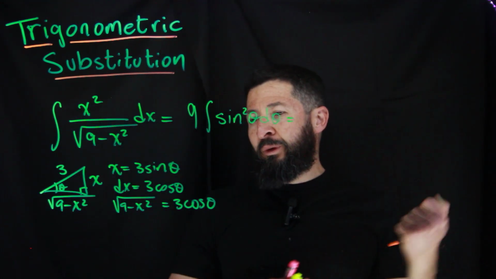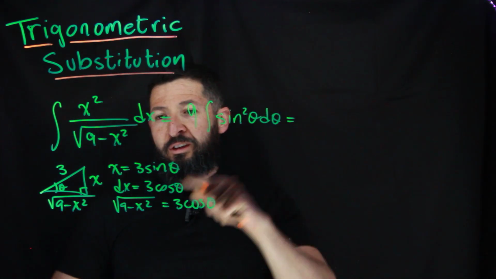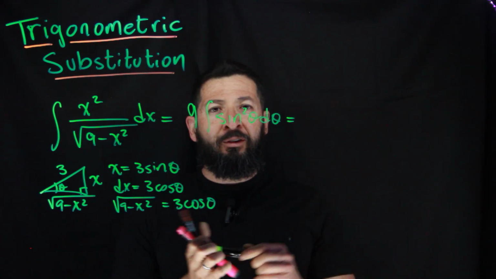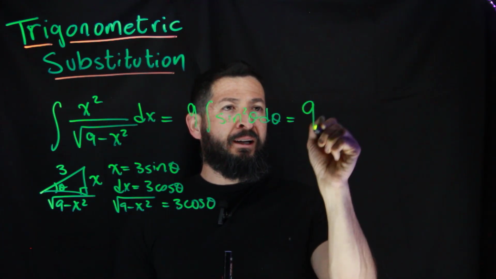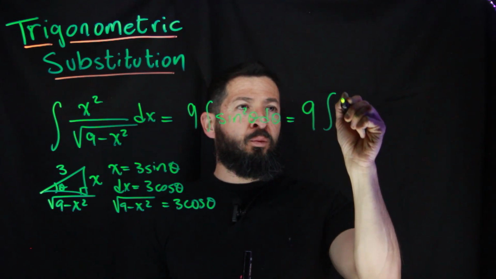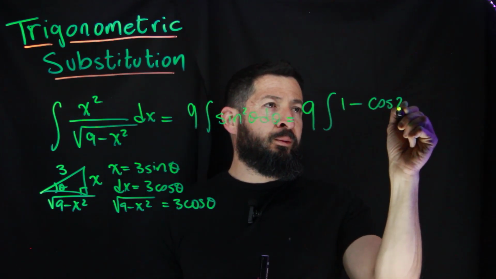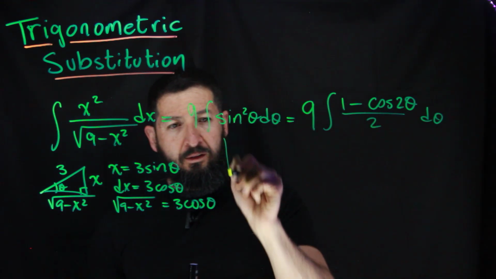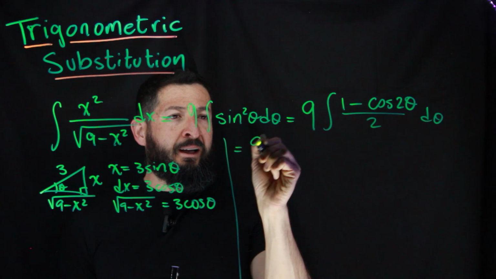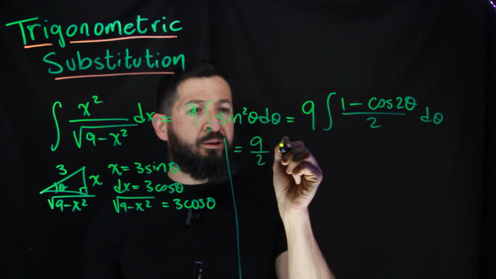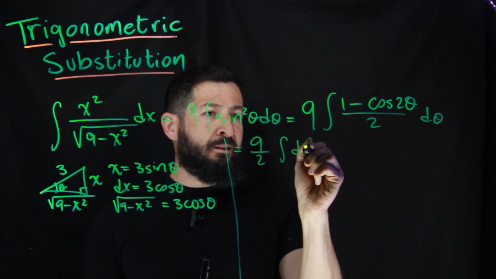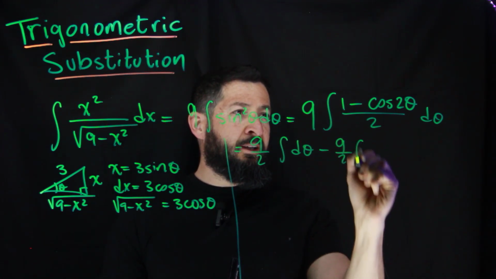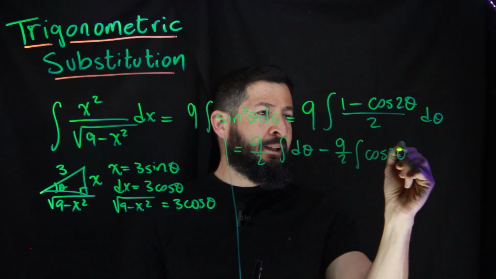Alright, so this is where we had stopped this one. We had done our substitution, we ended up here, and I told you, whoops, wrong marker, I told you to do a half angle formula, so 9, and then the integral of 1 minus cosine of 2 theta all over 2 d theta. So you can pull out a 9/2, the integral of d theta, minus 9/2 again, the integral of the cosine of 2 theta d theta.